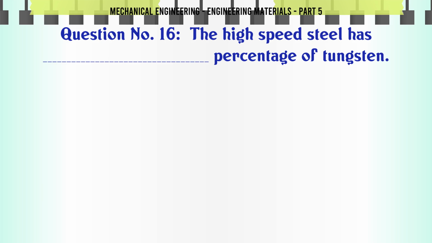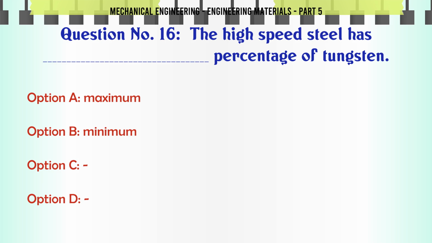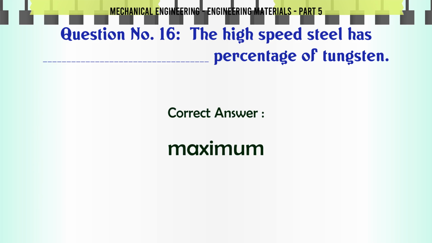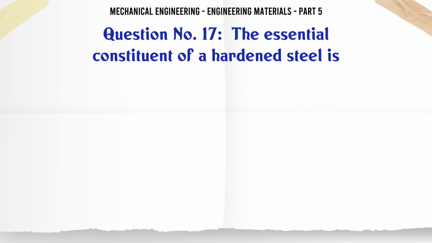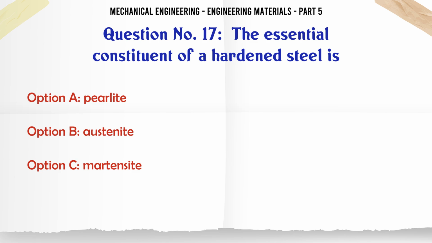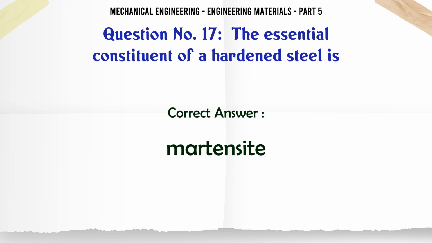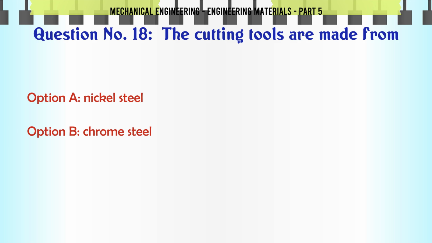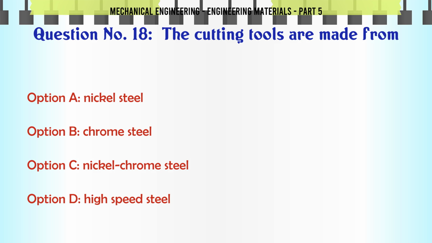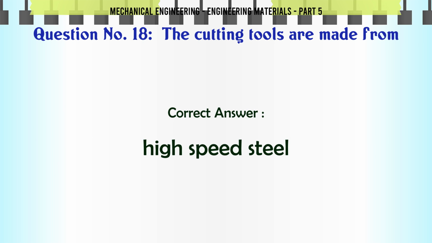The high-speed steel has percentage of tungsten A. maximum. B. minimum. The correct answer is maximum. The essential constituent of a hardened steel is A. perlite. B. austenite. C. martensite. D. troostite. The correct answer is martensite. The cutting tools are made from A. nickel steel. B. Chrome steel. C. Nickel chrome steel. D. High-speed steel. The correct answer is high-speed steel.